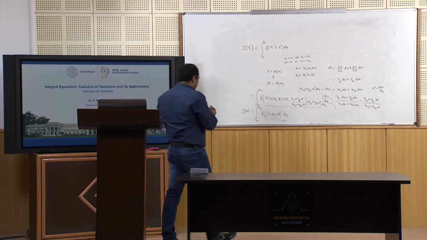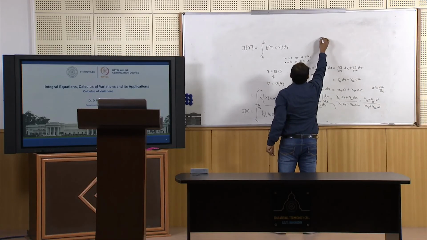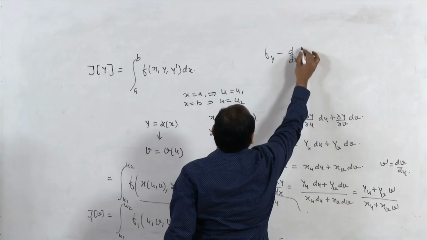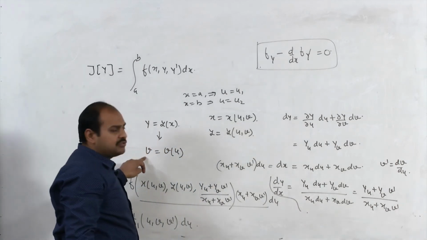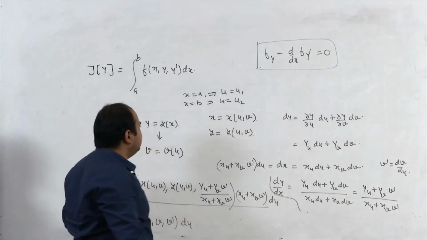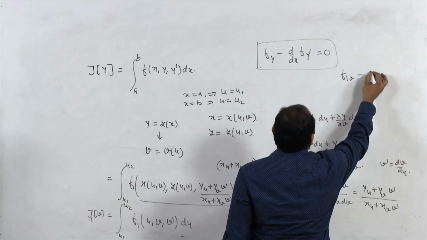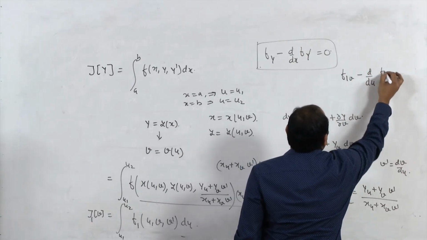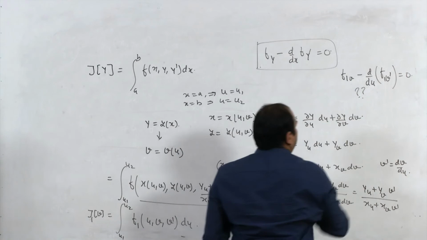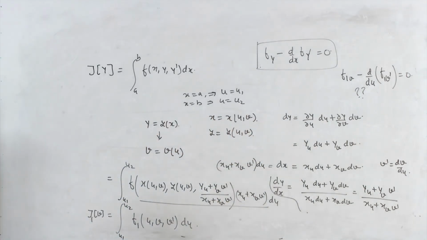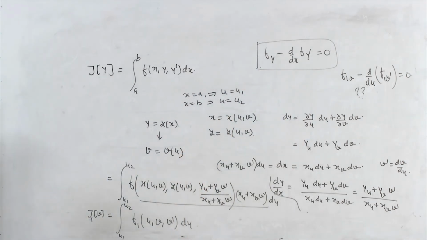Now we say that if y is the extremal curve of this, it means that y satisfies the condition f y minus d by dx of f y dash is equal to 0. Then we try to find out whether v will also satisfy a similar kind of relation or not. It means that we want to find out whether f1 v minus d by du of f1 v dash is equal to 0 or not. So this we want to check here. Our claim is that if this is true, then this will also be true. So this we want to prove here.